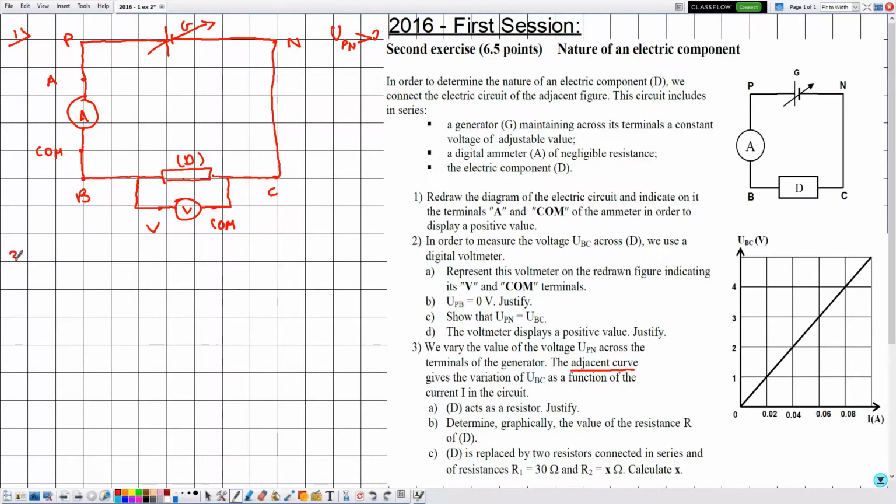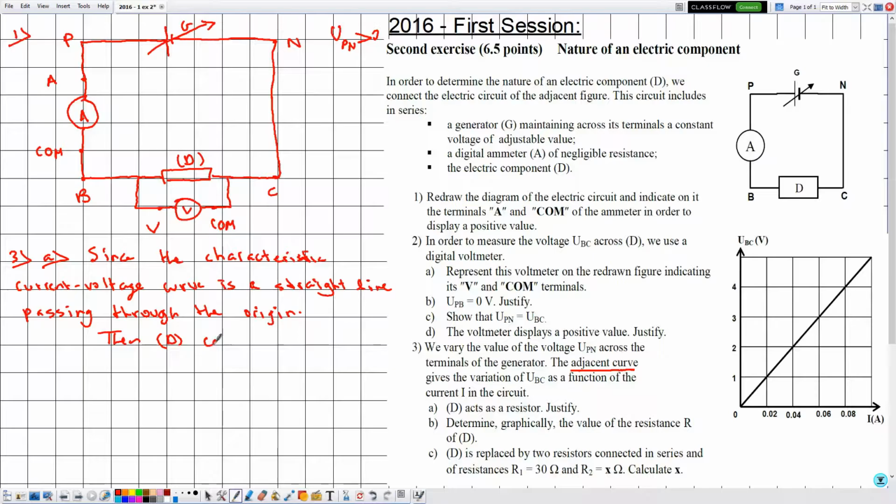Then we are in 3 part A. Since the characteristic current voltage curve is a straight line passing through the origin, then D can be considered as a resistor.